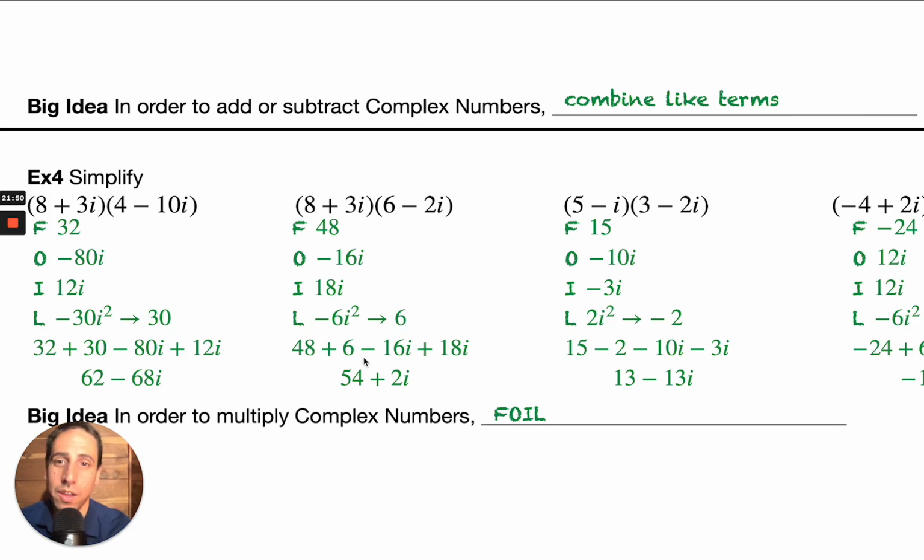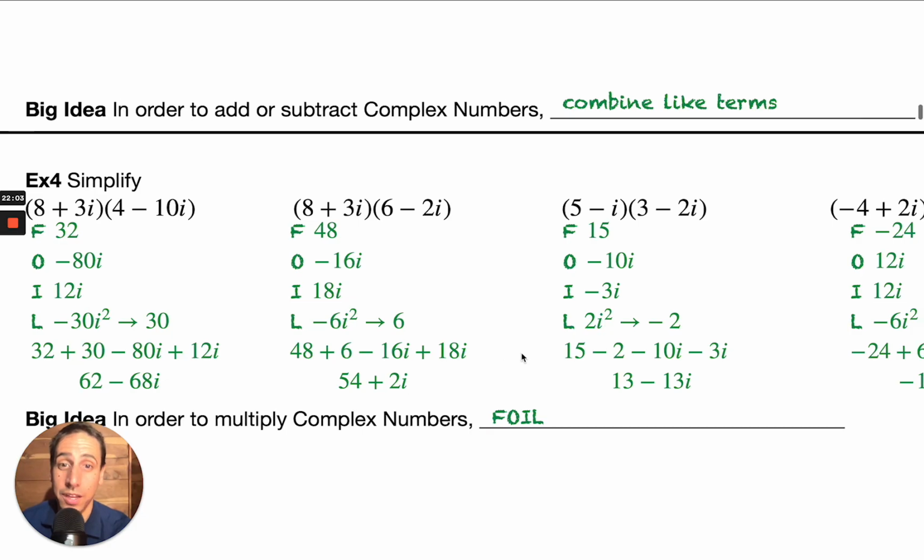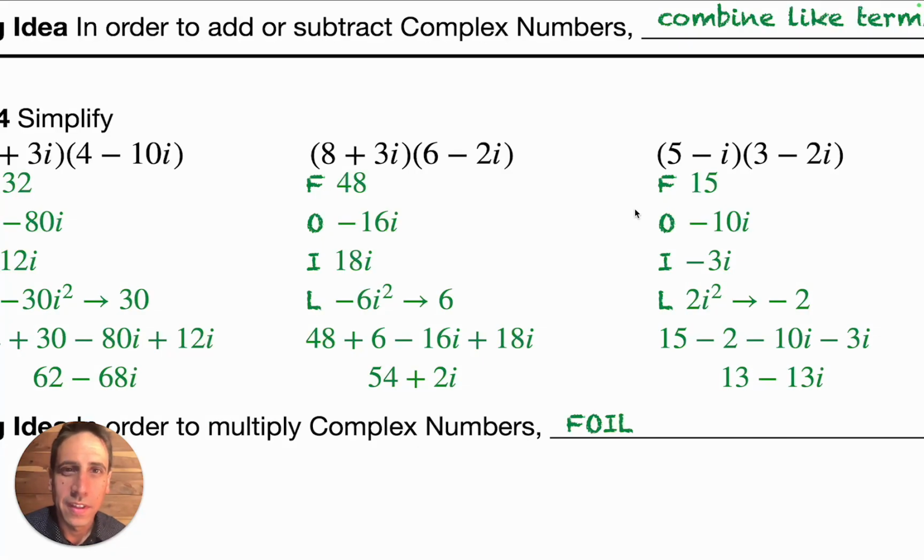So you can write all those out. The first term is 48, 6 is the last term. And when you combine the outside and inside terms, like terms, you get 54 plus 2i. This number times this number is this number. And how did you get it? You FOILed. All right, I'm going to cut in here for an alternate ending.